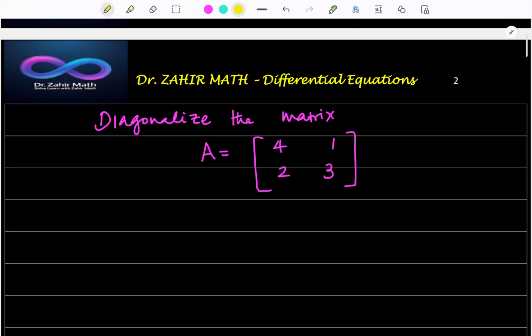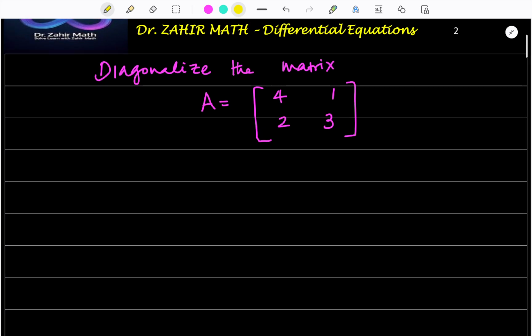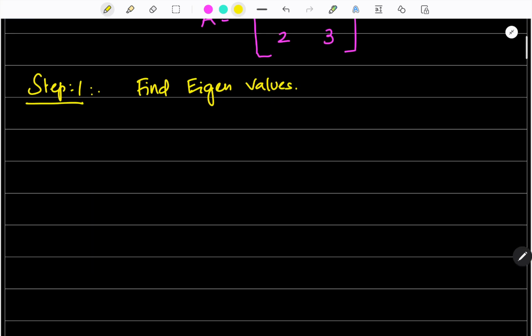First question, a 2 by 2 matrix. Only one question I'm going to do. Diagonalize the matrix. What is step number 1? We are going to find the eigenvalues. It's a 2 by 2 matrix, so what will be your characteristic equation? Your characteristic equation is lambda squared minus beta 1 lambda plus beta 2 equals 0.